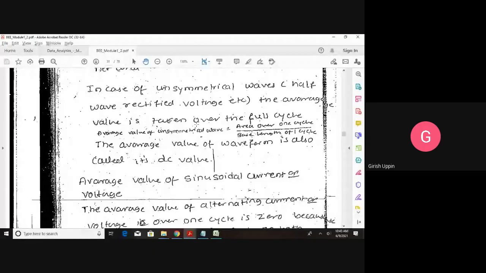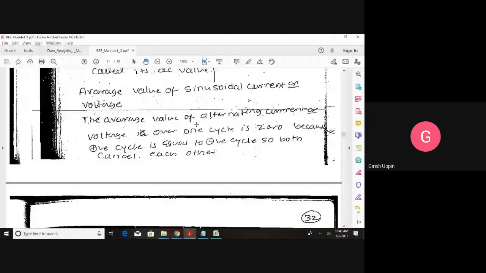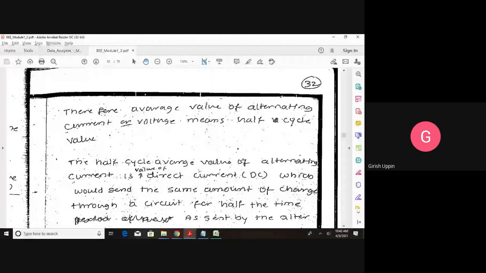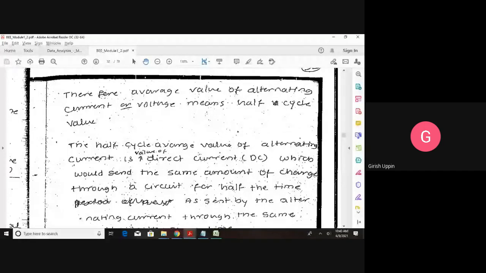The average value of a sinusoidal current or voltage, the average value of an alternating current or voltage over one cycle is 0, because the positive cycle is equal to the negative cycle. So both cancel each other. That we have already seen. Therefore, for the alternating symmetrical cycle, we take the half cycle average. So how do we calculate the half cycle average?